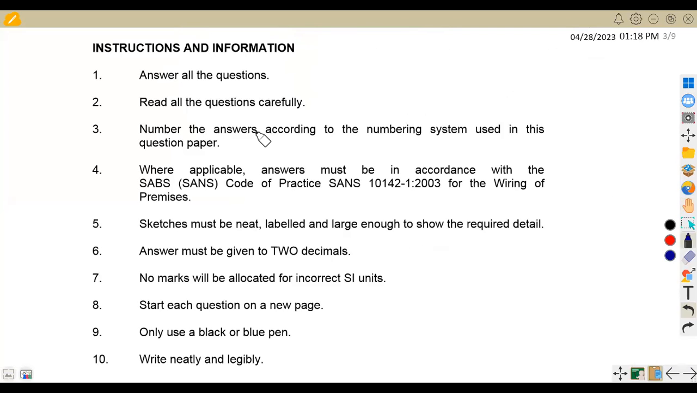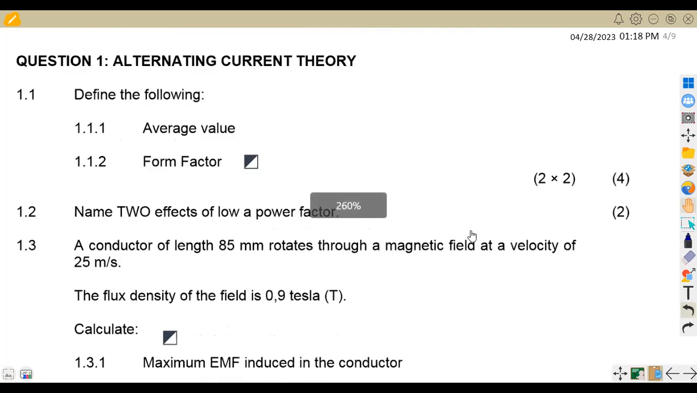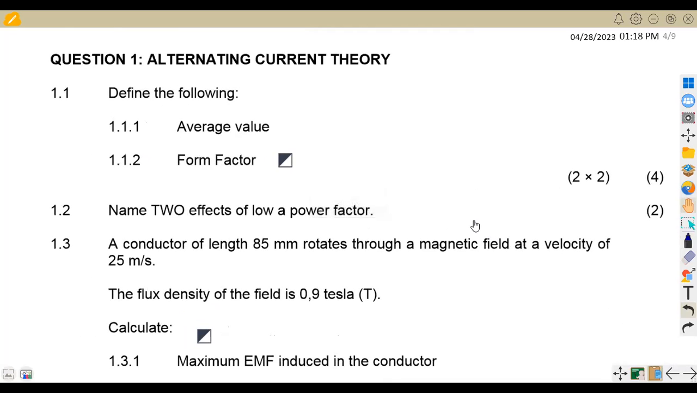You read everything, especially the instructions and so forth. It's very, very important that you read and you understand the instructions that you're given for that question paper. So in this case, we are given the first part of the paper, which is question number 1 on alternating current theory, that is the AC circuit theory.